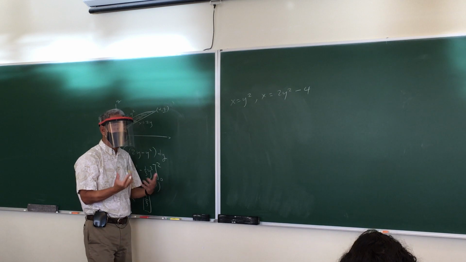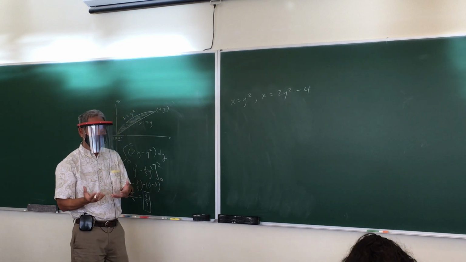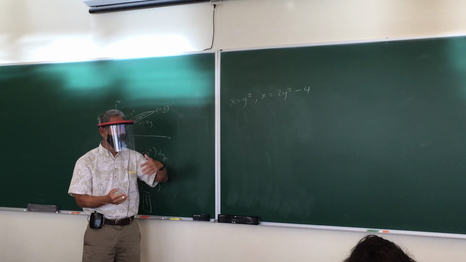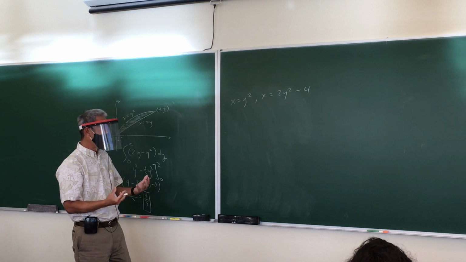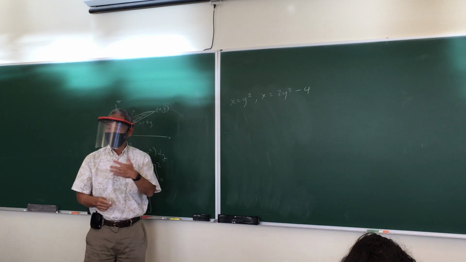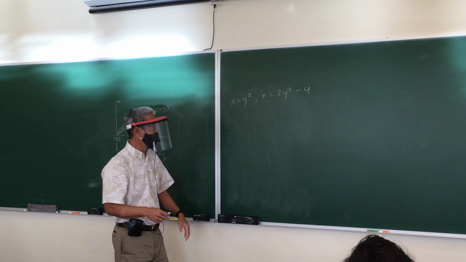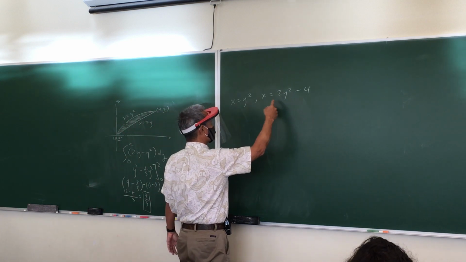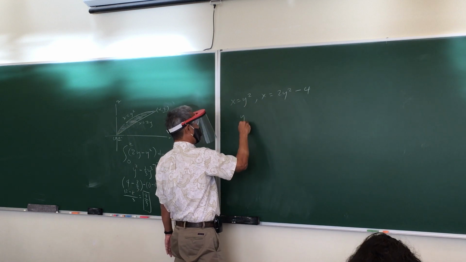Anyway, no matter what, you have to find where they intersect, because that's going to give you your limits of integration. So, what I would say is, if you have a hard time graphing, find where they intersect first, and then you can use those points to help you draw the graph. So how do you find where these graphs intersect? Make them equal.